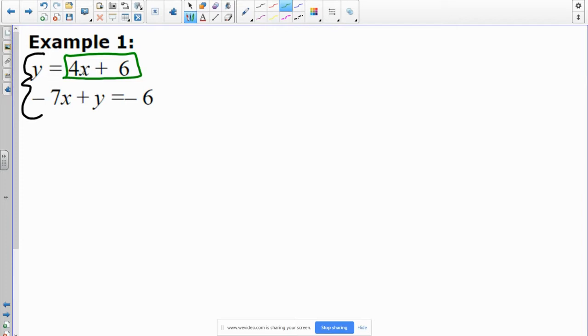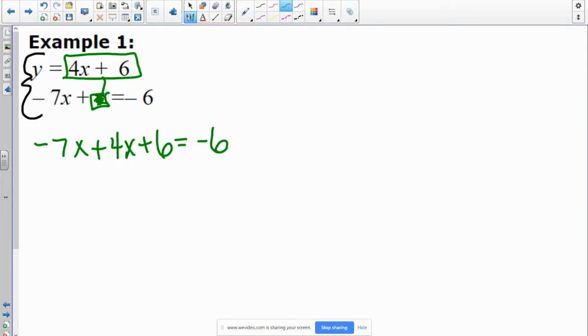So I'm going to substitute 4x plus 6 in for y. I'm going to take this y out right here, and I'm going to put in the expression 4x plus 6. I'm going to rewrite this with this equation because I'm using this top equation for the substitution. I'm going to go negative 7x plus, and notice I'm going to substitute that y out. I don't want the y. 4x plus 6 equals negative 6.